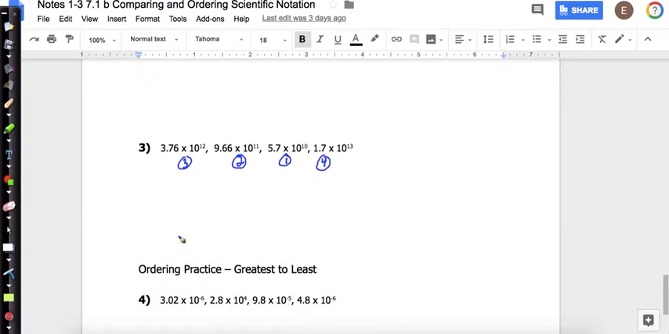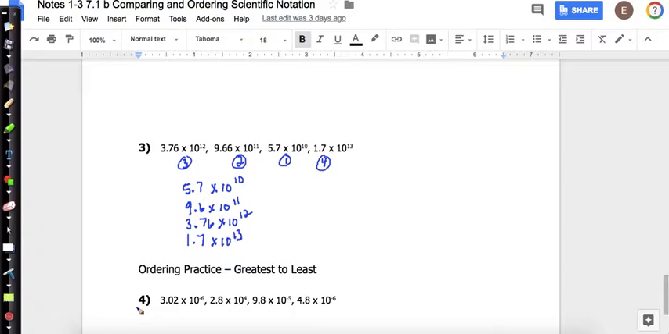So I told you I was going to order this vertically so you can see how that looks. So I'm going to go 5.7 times 10 to the 10th. Then 9.6 times 10 to the 11th. And then 3 and 7600ths times 10 to the 12th. And last but not least, 1 and 7/10 times 10 to the 13th. And that's just how you order them vertically.